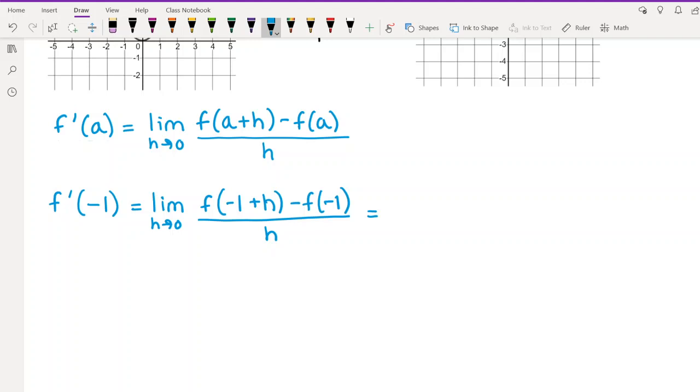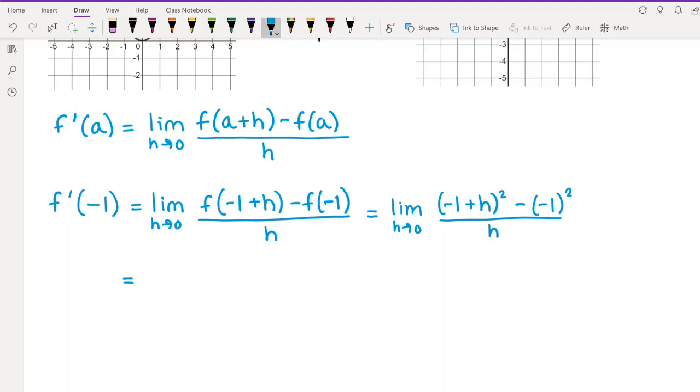And then what is f of -1 plus h? That's (-1 plus h) squared, right? Because our function is x squared. So we have (-1 plus h) squared minus, and then f of -1, well, that's (-1) squared. So I'll just put that in here over h.